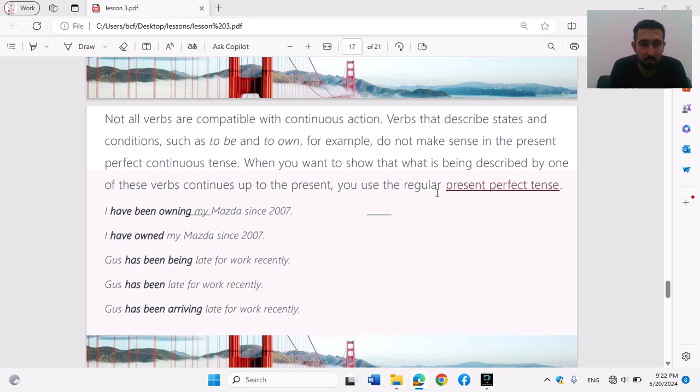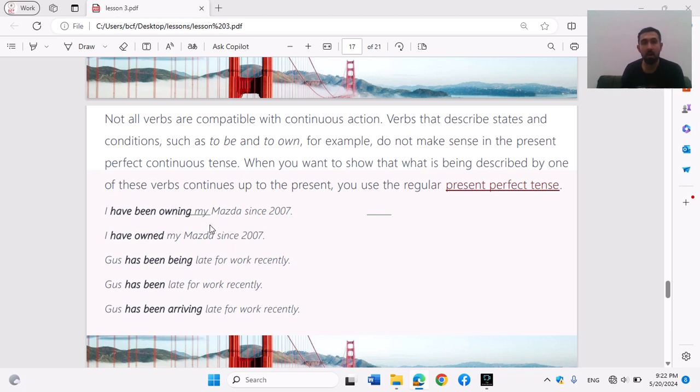Note all verbs are compatible with continuous action. Verbs that describe states and conditions, such as to be and to own, do not make sense in the present perfect continuous. It means to be and to own cannot be used in present perfect continuous. When you want to show that what is being described by one of these verbs continues up to the present, you use the regular present perfect tense. So you are going to use present perfect tense.